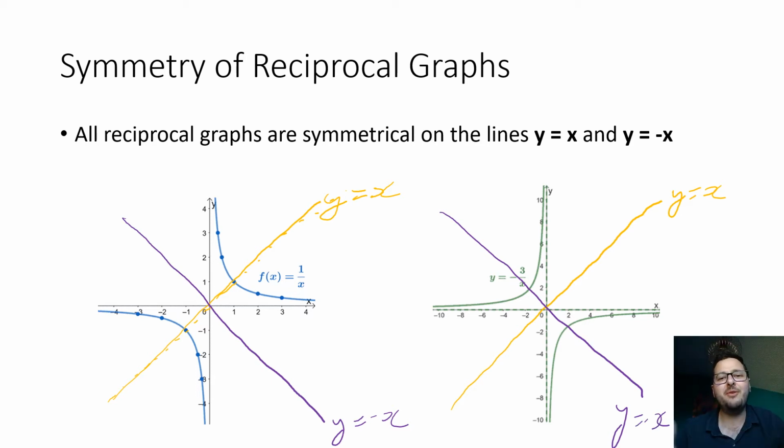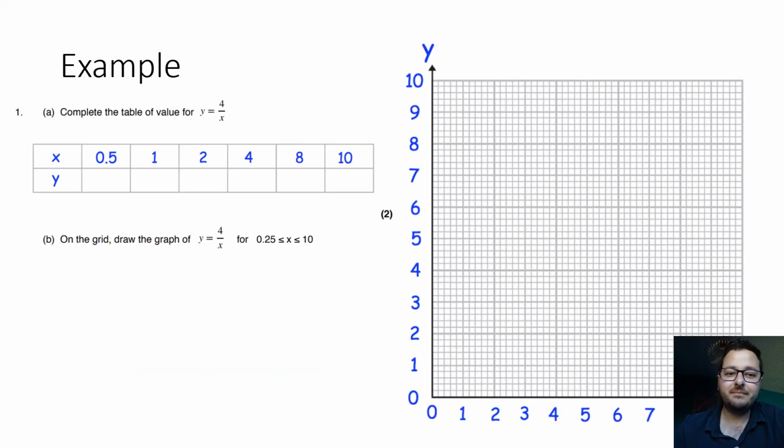So that's just giving you a bit of a feel of these reciprocal graphs. Okay, so let's do an example. Feel free to pause the video and have a go yourself, otherwise we shall do them together. This first one, we want to complete the table of values for y equals 4 over x. The first one then, we've got 0.5, so 4 divided by half, how many halves go into 4?